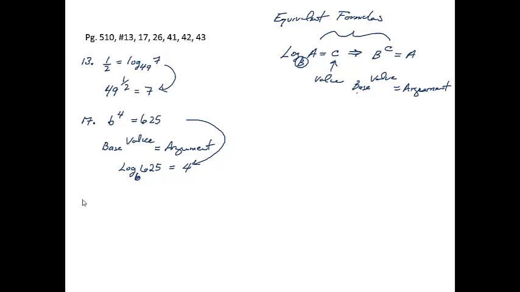Great, now let's move on down to number 26. Hold on for a second. My b is looking like a 6 to me, so let me fix that. That should be log base b of 625 equals 4. Alright, now let's go down to number 26.